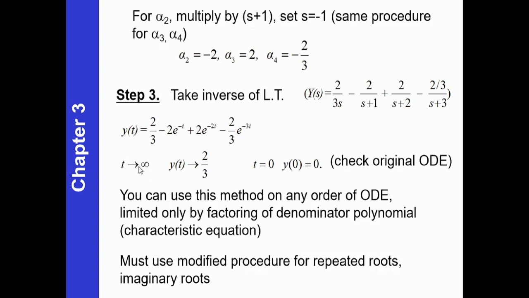Taking time as t goes towards infinity, y(t) becomes 2/3, and for t equal to 0, you have y equal to 0. And then you can use this method on any order of ordinary differential equations, limited only by factoring of the denominator polynomial, or the characteristic equation. You must use a modified procedure for repeated roots and imaginary roots. You learn about real and imaginary roots in maths as well.